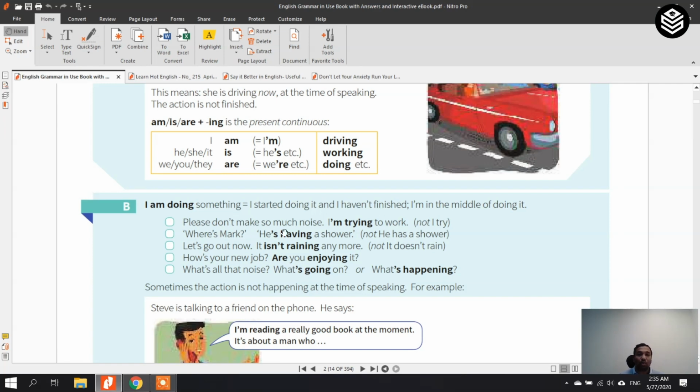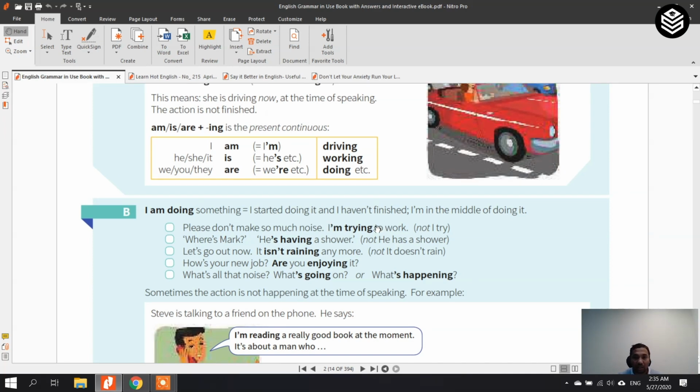Please don't make so much noise. I am trying to work. So 'I am trying' here is present continuous, because he is trying to work. They are making noise. So I'm trying to work. Please don't make noise. Be quiet.